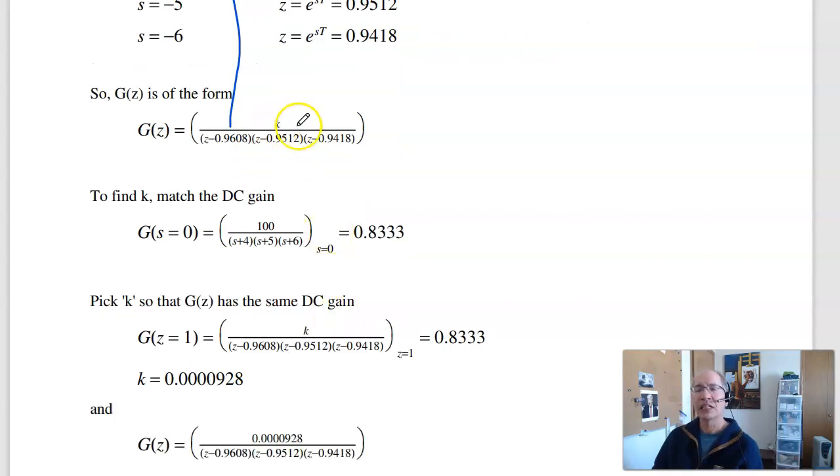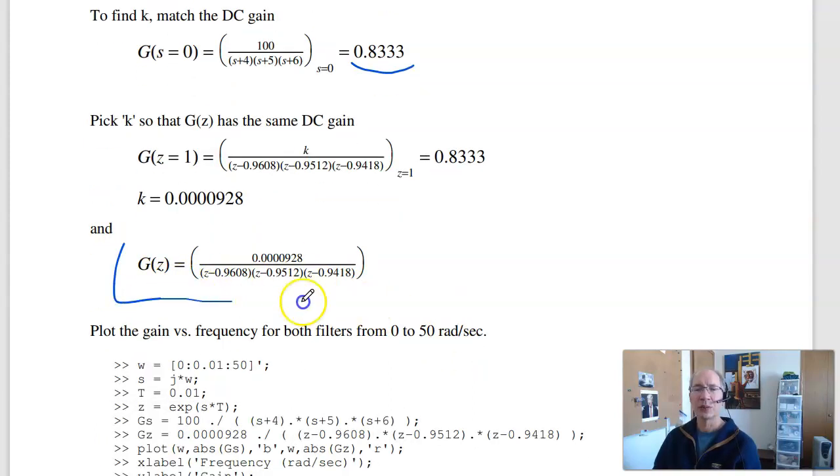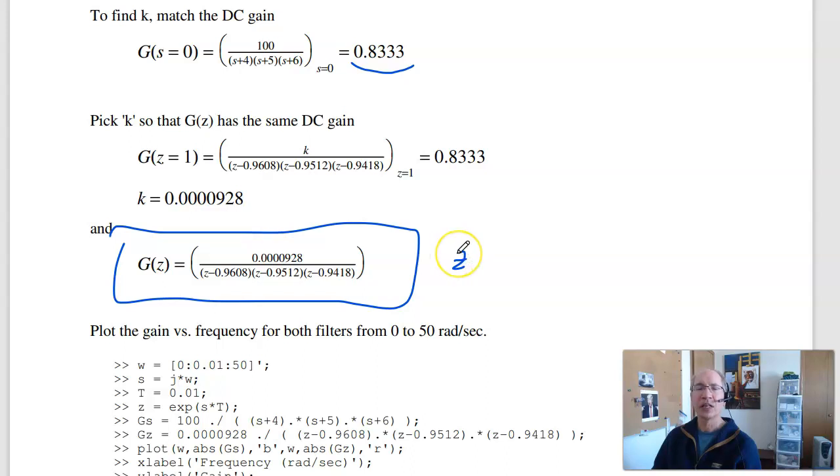To find the gain on top, match the DC gain. Plug in s equals 0, the DC gain should be 0.8333. Find k to have the same DC gain, and k is 0.000928. So here's g of z. And sometimes we'll add a couple z's in the numerator to match the phase shift. That doesn't affect the gain, just the phase. But that's a little more complicated than I want to get into. That's essentially the same filter, same gain versus frequency.